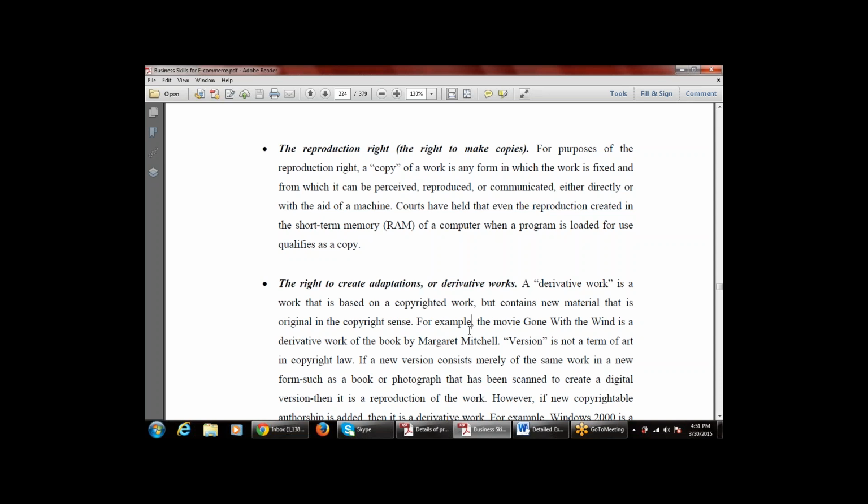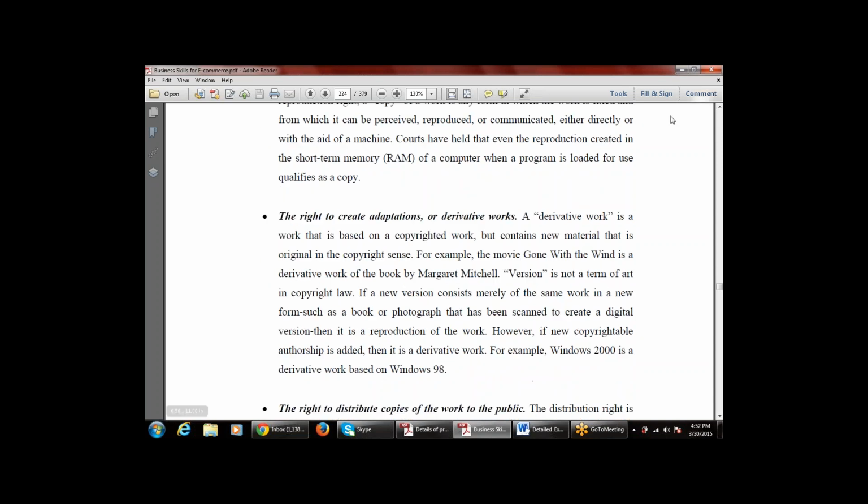For example, the movie Gone with the Wind is a derivative work of the book by Margaret Mitchell. So whenever a movie is created from any book or novel, that is the right to create adaptations or derivative works. The movie is a derivative work from the novel. And movies also get copyright, that is a digital copyright. Why? Because this is one of the rights that is applicable in digital copyrights.